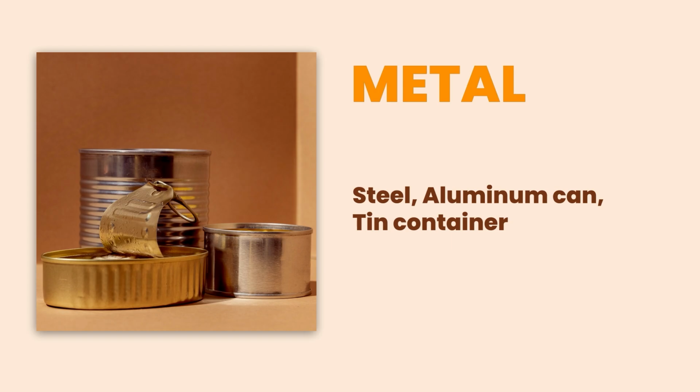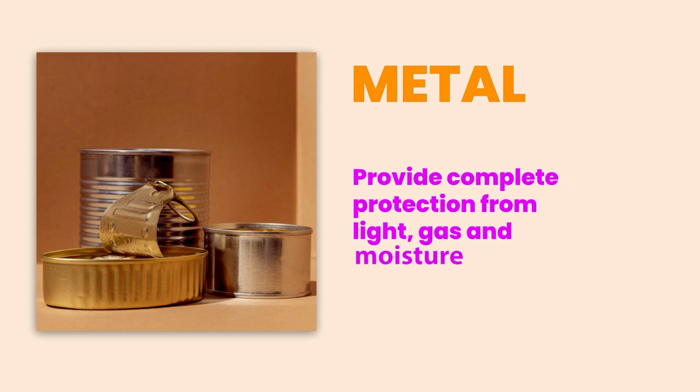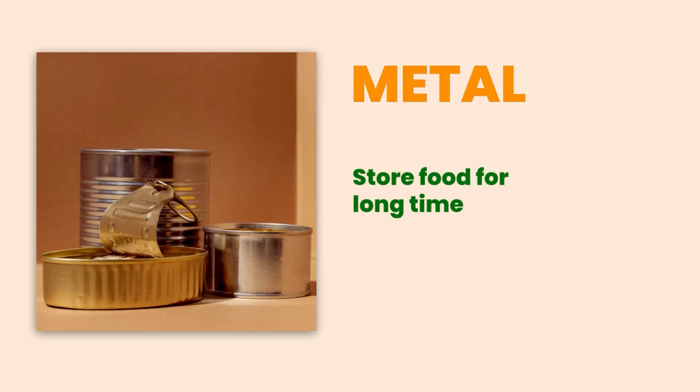Now I will tell you about the cans, metal cans, the steel cans, the aluminum cans or the tin containers. All these provide complete protection from light, gas and moisture. They are cheap, they are light in weight, easy to handle for filling or stacking. They store food for long time. They can be used for canned fruits, vegetables. You might have seen the canned fruits, the canned fish, canned meat, and also the milk powder in cans, the soft drinks or beer in cans, the oil in tin containers. All these are examples of rigid packaging material as a metal container.